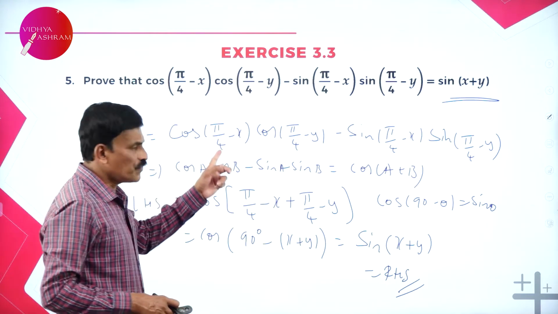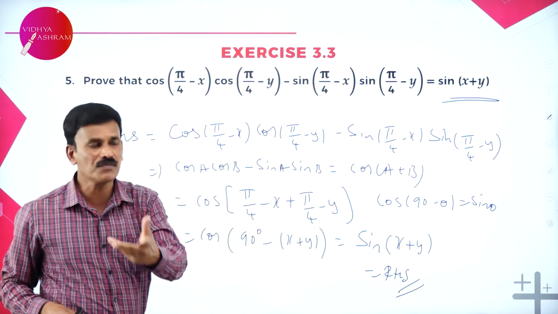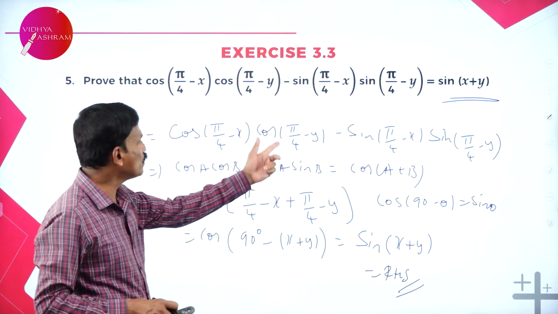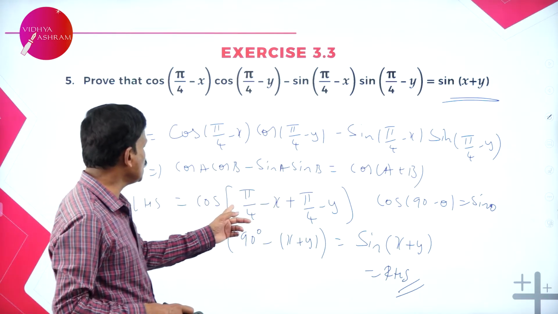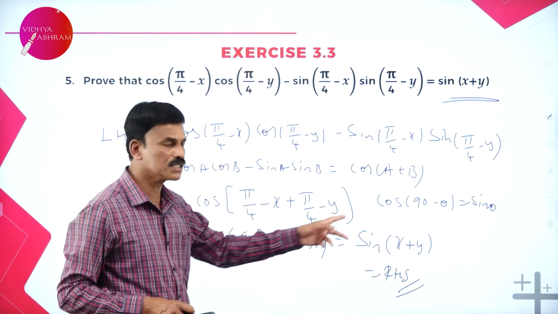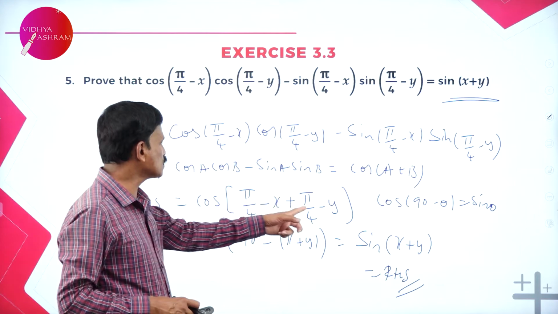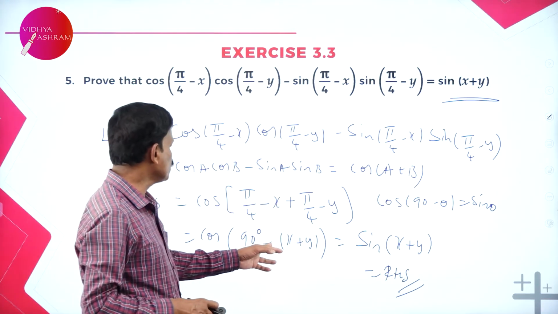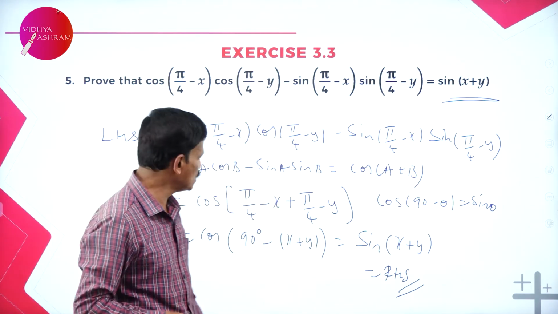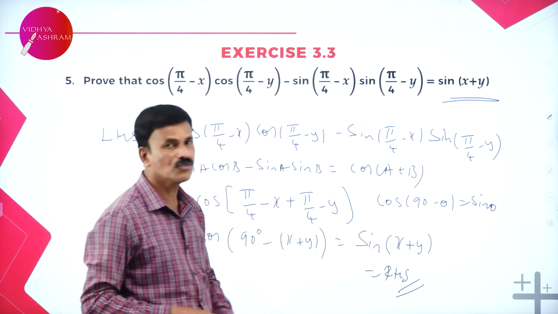See. So if you observe carefully, this is of the form cos A cos B minus sin A sin B, which is the formula for cos of A plus B. What is A? A is pi by 4 minus x. What is B? Pi by 4 minus y. Substitute here: cos of A plus B, A is pi by 4 minus x plus B is pi by 4 minus y. So pi by 4 plus pi by 4 is pi by 2, that is 90 degrees, minus x plus y. Take minus as common factor, it becomes minus of x plus y. So if you observe carefully, this is of the form cos of 90 minus theta is sin theta, cos of 90 minus x plus y is sin of x plus y, which is the required RHS.